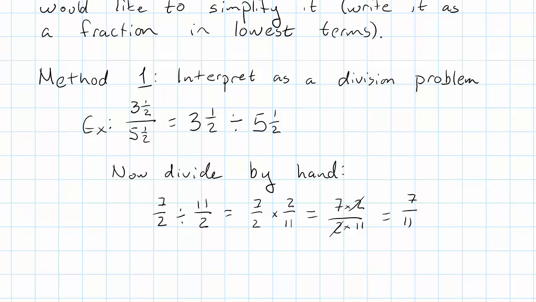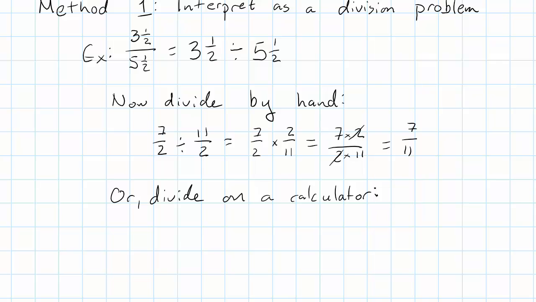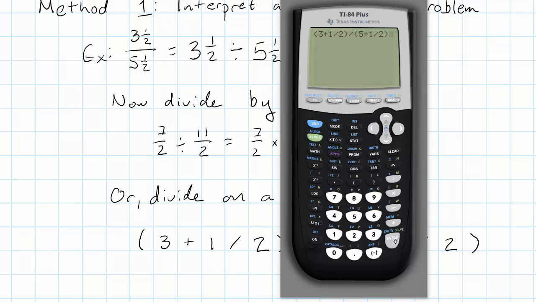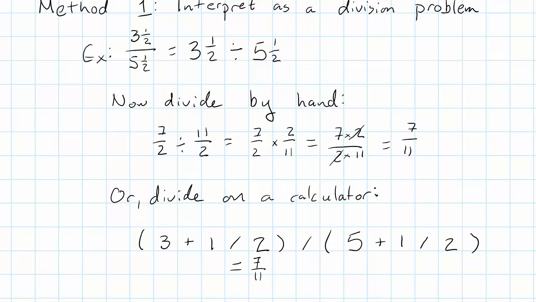7/11. Or we could divide on a calculator. We'll enter this as parentheses 3 plus 1 over 2 divided by parentheses 5 plus 1 over 2. And when we compute that, we get some awful decimal, which we convert to a fraction, and again we get 7/11. Okay, so that's the first method.